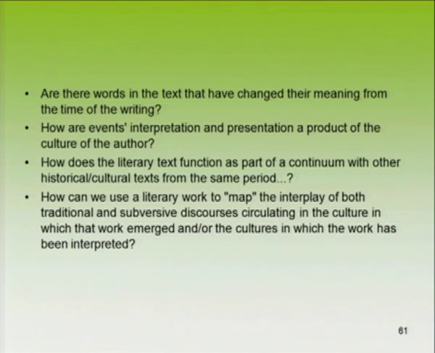While new historicism is superficially interested in ordinary culture, with some of its ambiguities or contradictions, it actually maintains a strict hierarchy of cultural products, of verbal elements that occupy the larger portion of critical activity. Then, some of the typical questions which may be asked: are there words in the text that have changed their meaning from the time of their writing? How are events, interpretation and presentation a product of the culture of the author? How does the literary text function as part of a continuum with other historical cultural texts from the same period? So, if you compare with other canonical or non-canonical texts, whether an interview or an anecdote or a diary or anything from that period, how does it differ from that?